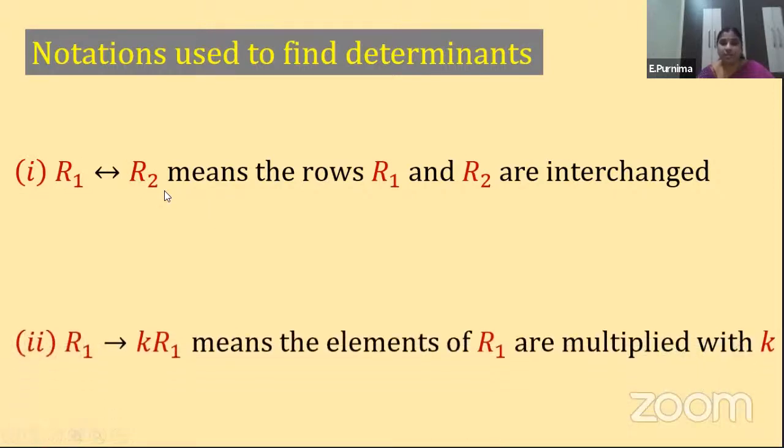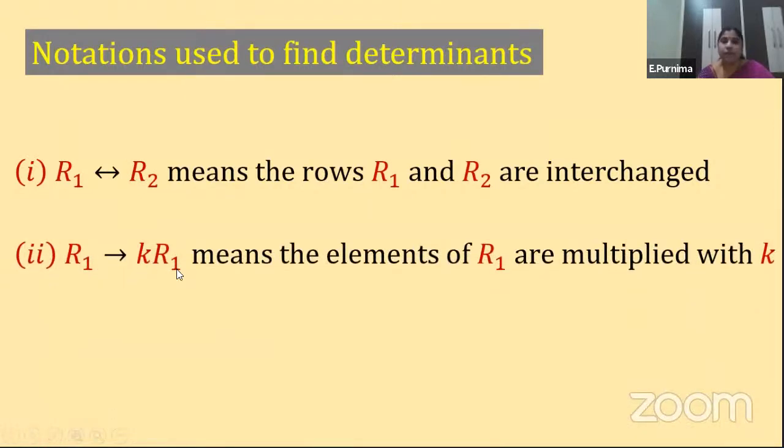Clear? And the second notation is R1 tends to K into R1, a one-sided arrow. The arrow is pointing towards the right side, no? So that means what? R1 is multiplied, which means every element of R1 is multiplied with K. K is a scalar quantity. Clear? That means when you use this notation, our matrix will change in the row. The R1 of our matrix will change to K into R1. Understood?